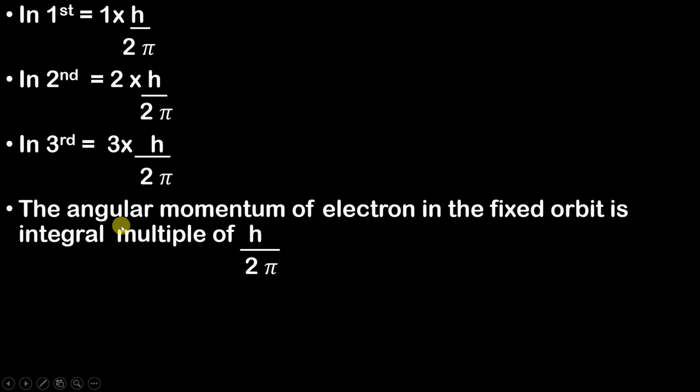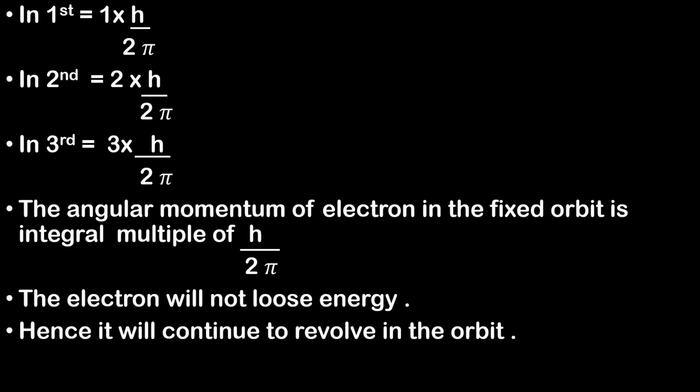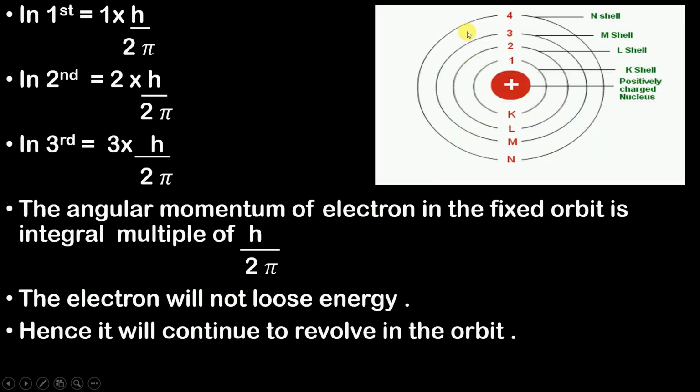So this is what the statement said: the angular momentum of an electron in a fixed orbit is an integral multiple of h upon 2 pi. Now if the electron follows this condition, then it will not lose energy, and hence it will continue to revolve in the orbit for an infinite duration of time. This is what Niels Bohr proved, that if the electron follows this condition, it will not lose energy and will continue to revolve around the nucleus for infinite time. This was a major drawback of Rutherford's model, which was covered by Niels Bohr.